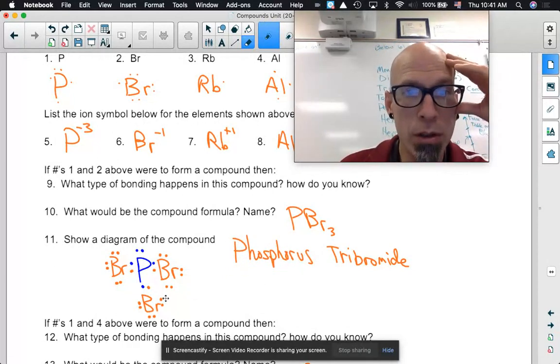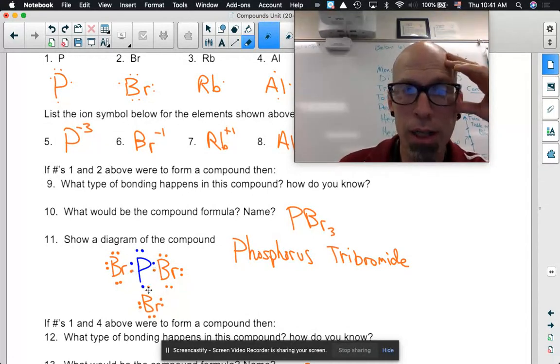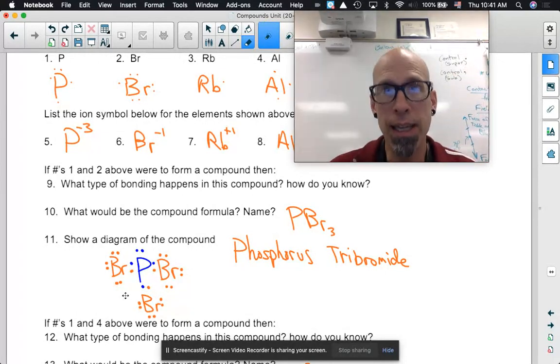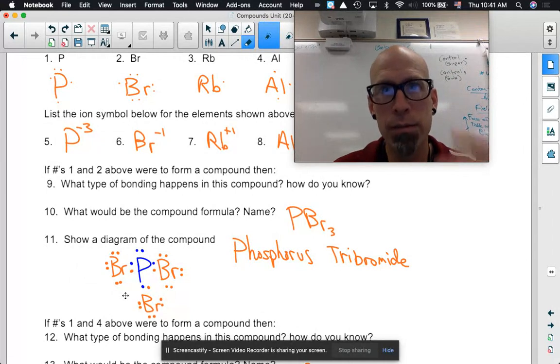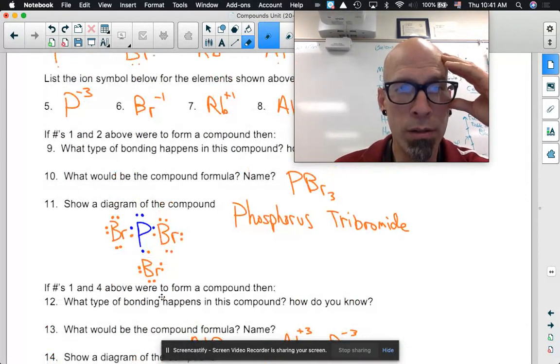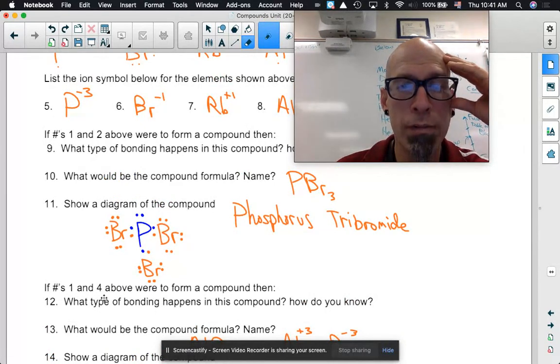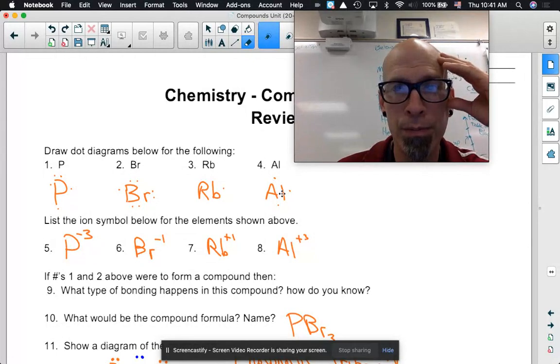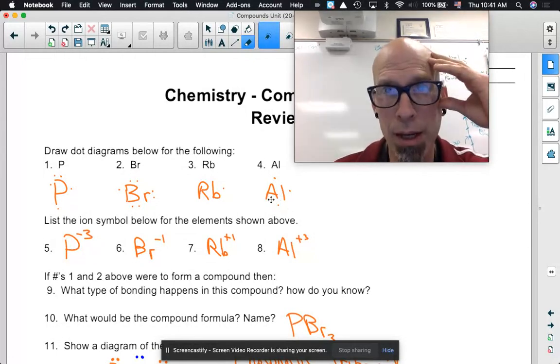The dot diagram would look like this. Again, like I had said, plugging in an empty spot here, plugging in an empty spot here, plugging in an empty spot here. All 4 atoms are filling each other's empty spots and sharing. Okay, that's covalent. Next one is you're supposed to combine numbers 1 and 4. Well, 1 and 4 would be phosphorus and aluminum. What kind of bond is that going to be?